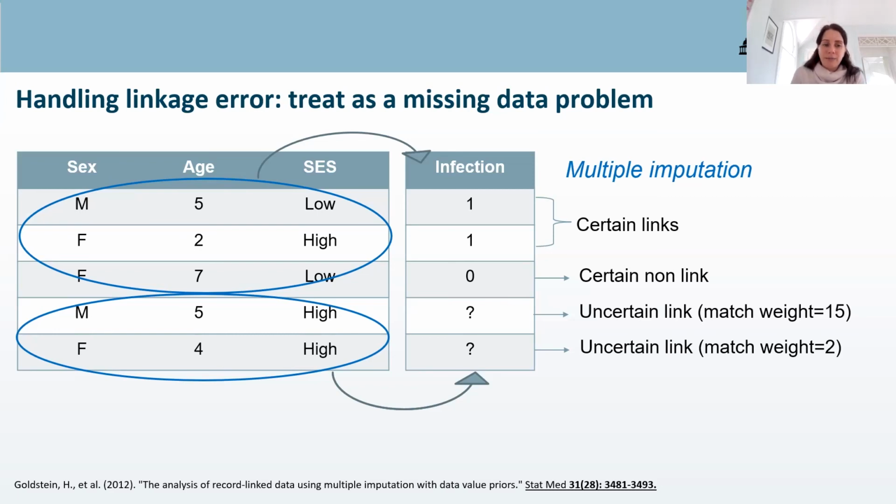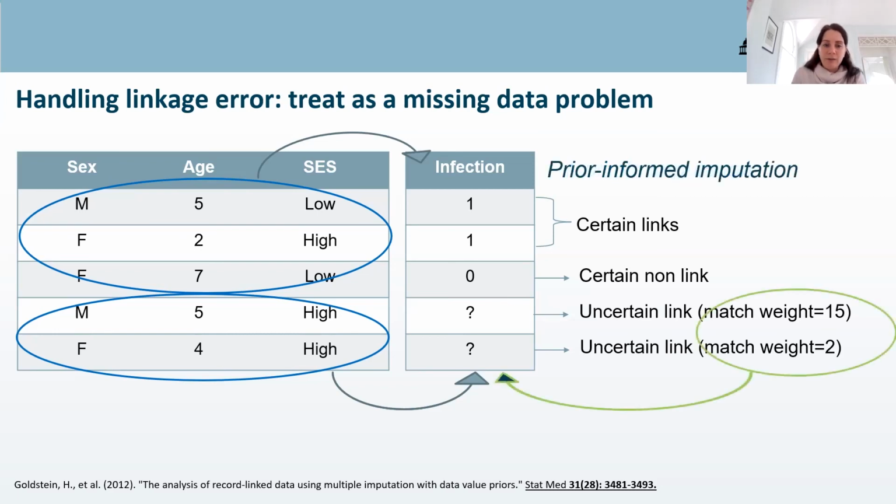And then to take this a step further, in something called prior informed imputation, we can use the match rates themselves to help inform which of the values should be imputed. And this hopefully means that we carry over the correct value for analysis more frequently. And we would handle it in the multiple imputation framework, where we could create multiple data sets and average results across them.